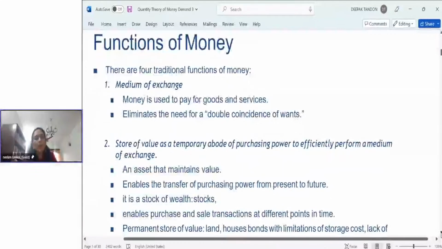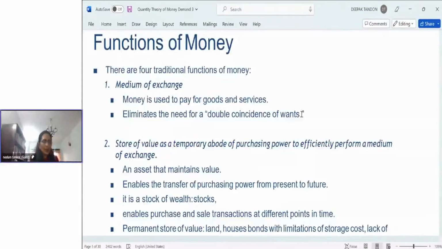Money is a medium of exchange. We have already shared. Money is used to pay for goods and services. It eliminates the double coincidence of want. Rupee can be exchanged for rupee. Loan taken in rupee can be paid back in rupee terms. You want to enter a purchase transaction and want to enter another transaction for sales, it can be done in terms of money. So that means money eliminates the need for double coincidence of wants. So apples and oranges or wheat or oranges, you need not have that kind of complexity in terms of transaction. That is how money brings ease in terms of exchange of goods and services.